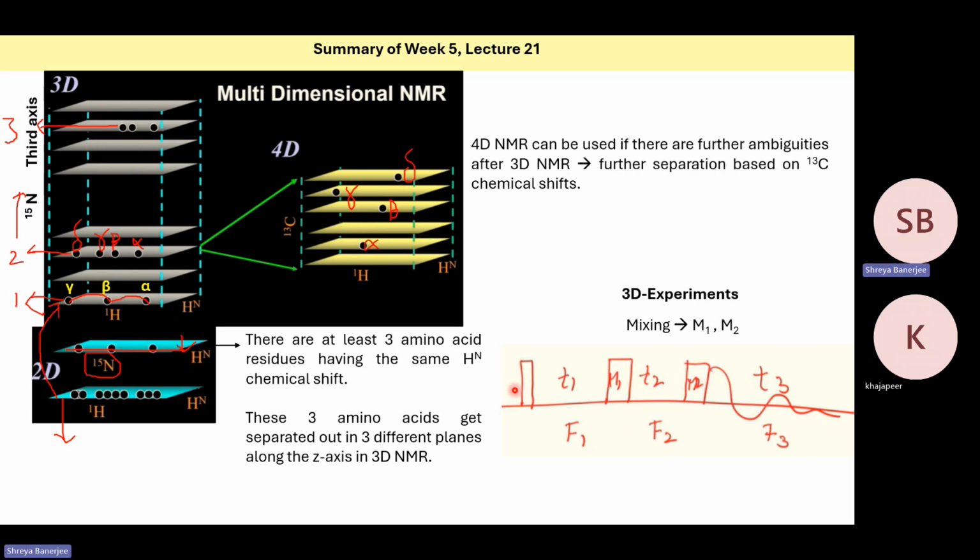So this is the very basic schematic of a 3-dimensional NMR experiment, where you have a certain pulse sequence and you have the evolution time T1. Then you have a mixing of magnetization. Then you have evolution time T2. Then you have another mixing of magnetization. And finally, you have the detection time T3, in which the FID is collected. Because there are 3 time axes, there will be 3 corresponding frequency axes on Fourier transform, and the 3 frequency axes will form a 3D spectrum. So this is the very basics. We'll go into more detail a bit later.